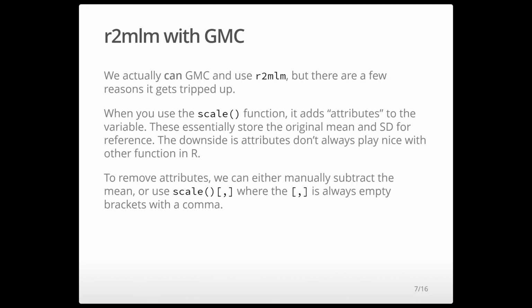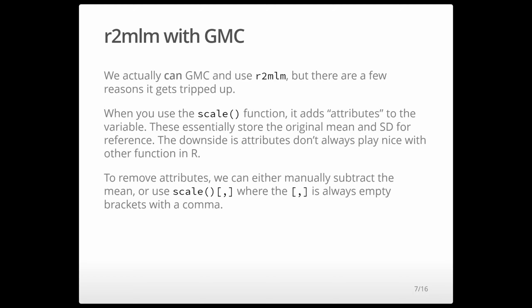So in lecture, Dr. Cham mentioned that there were issues with using grand mean centered variables and R squared MLM, or r2mlm, but it actually is possible, and there are a few reasons it gets tripped up. The main one is that when you use the scale function, it adds attributes to the variable. This is an R issue, not an r2mlm issue. So what this does is it essentially stores the original mean and SD for reference along with the variable. This is a special property of data frames.